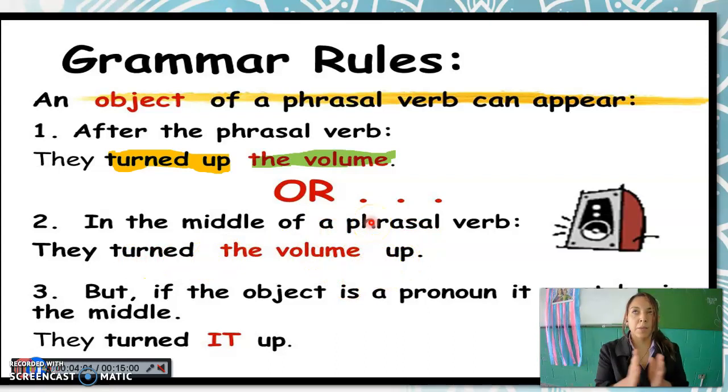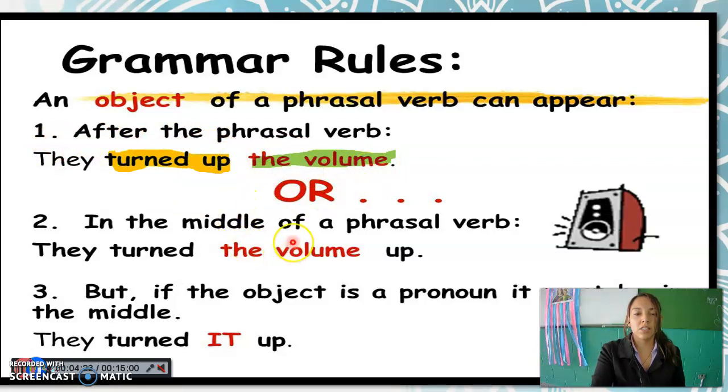Okay, in this case, the rule is very simple. It's very easy to understand. So we have the direct object after the phrasal verb. What is the phrasal verb in this part? The phrasal verb is this, turn up. Turn up is the phrasal verb. The volume is the direct object.